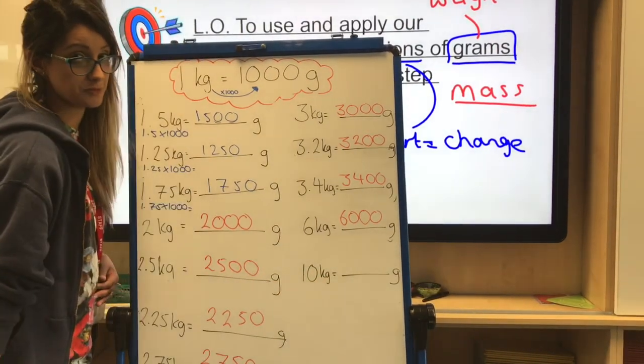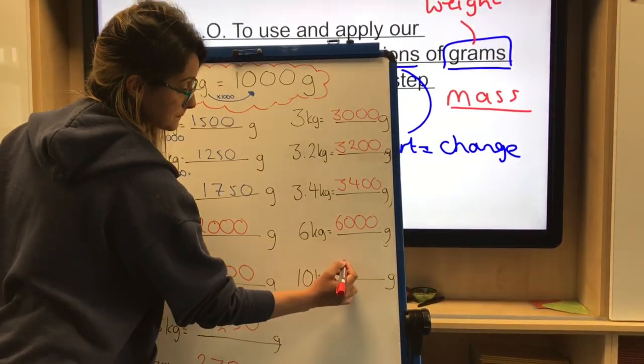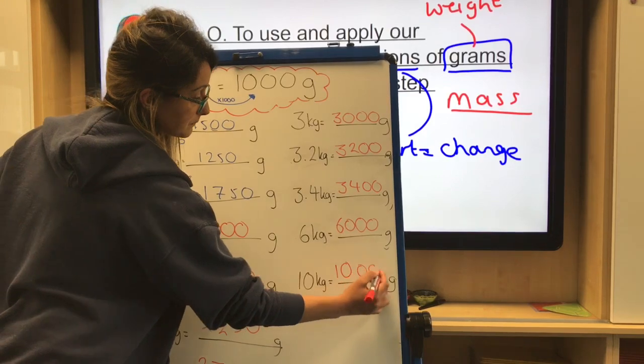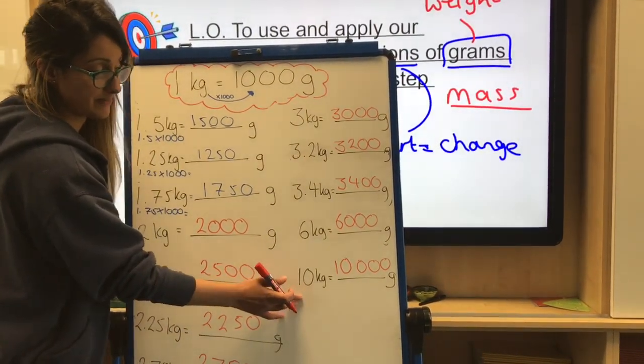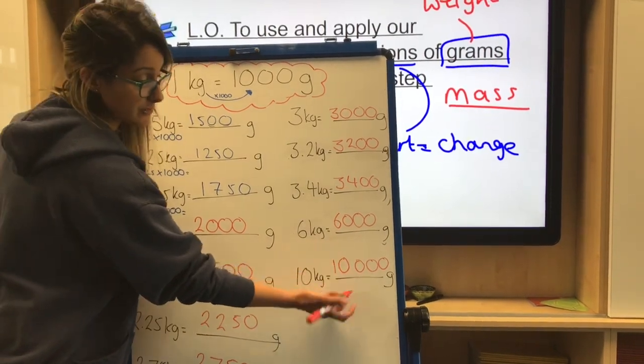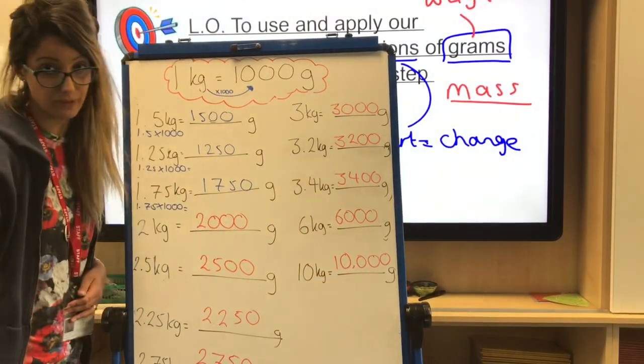And how would you write 10,000, Miss Mia? 1, 0, 0, 0, 0. Okay, just be really careful with that. 10,000: when you do 10 kilograms and you times it by 1,000, just be really careful you've got the right number of zeros here. If you wanted to put a comma, that's where it would go, 10,000.